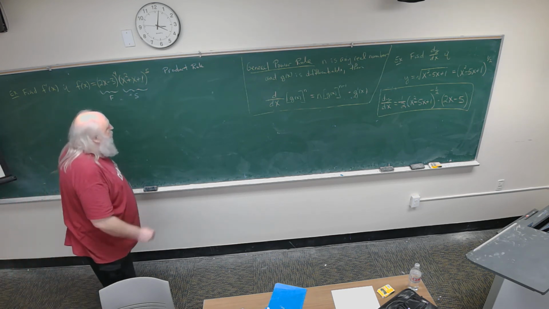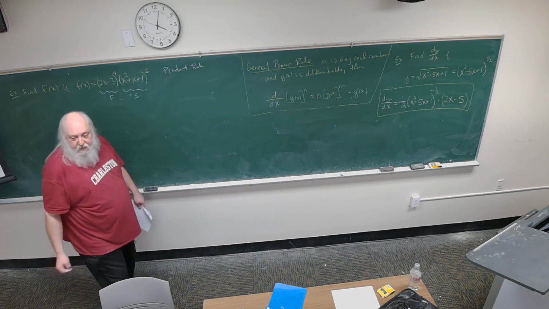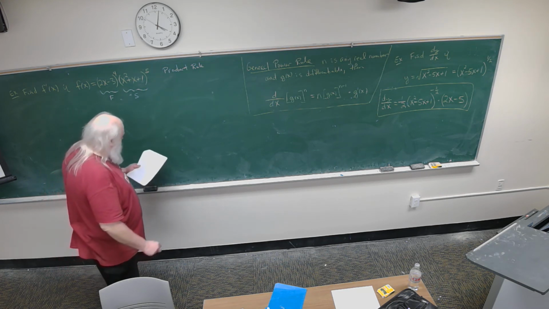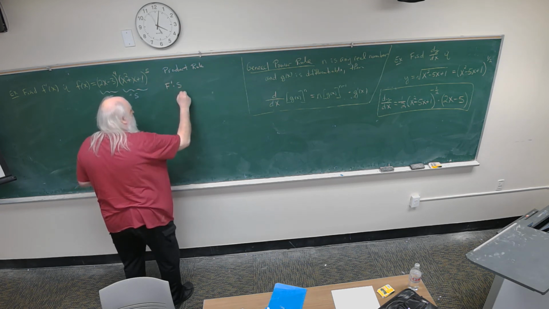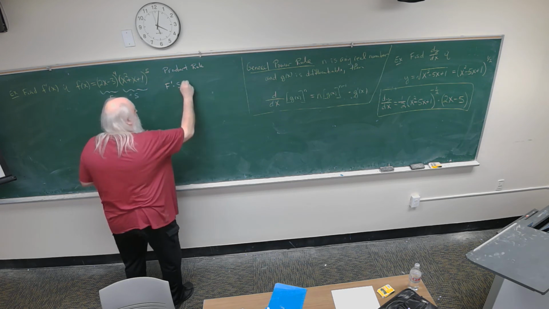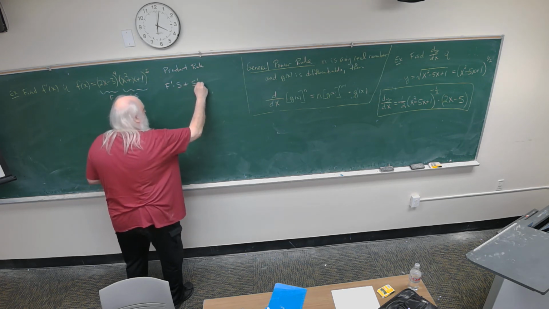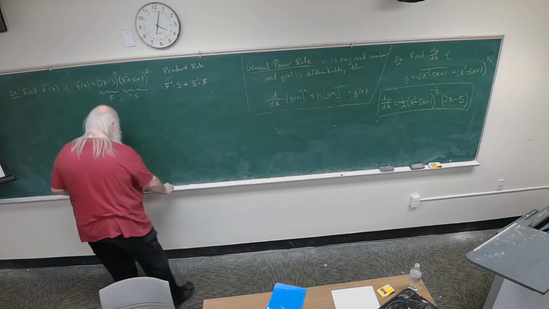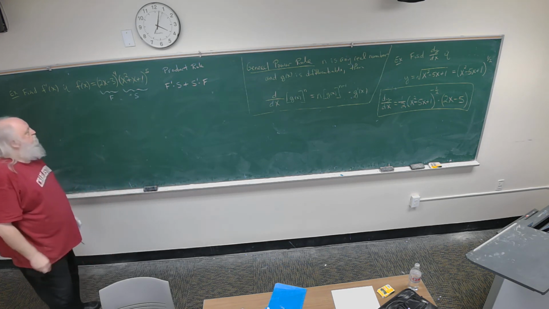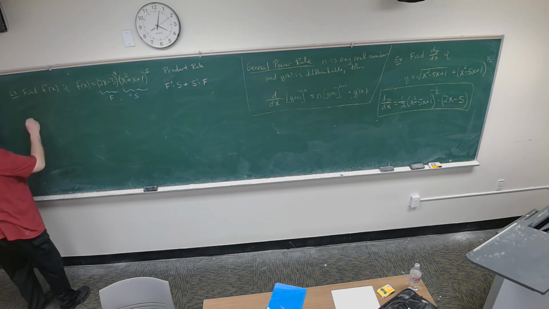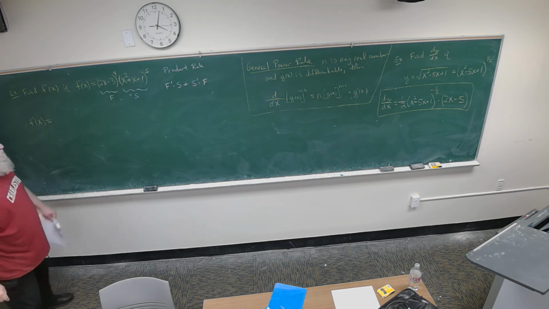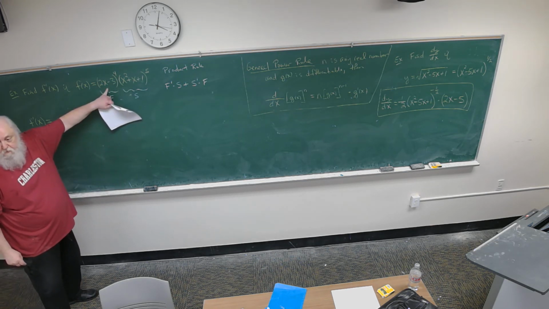Now, remember there are like 8 different representations for the product rule. The one I use is derivative of the first times the second function plus the derivative of the second function times the first. So f prime of x: we start with the derivative of the first function.